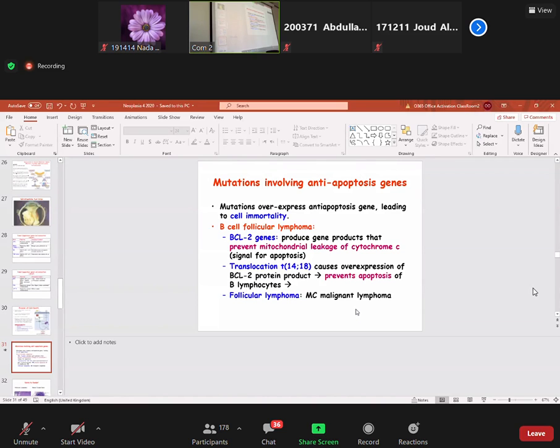When there is a balanced translocation that takes this BCL2 and puts it in chromosome 14 under the control, if you will, of the immunoglobulin heavy chain promoter, the BCL2 is going to be overexpressed. What will that do to the cell? It's going to increase the resistance of the mitochondrial membrane and decrease the egress, or the exit, of cytochrome C, ensuring cell survival.